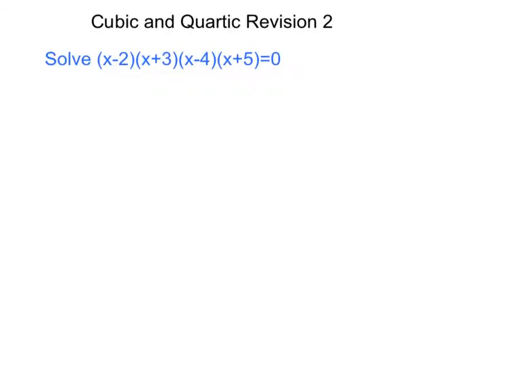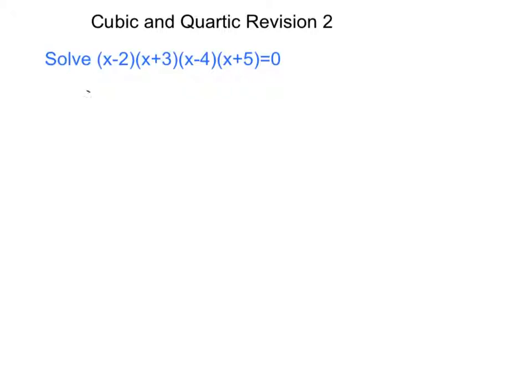Okay, here we are with the second of the cubic and quartic functions revision. The first question we have here is to solve the expression x take 2, x plus 3, x take 4, x plus 5. What we need to do with this is we can apply the null factor theorem, where if something is equal to 0, everything is multiplied together, then each of these terms could equal to 0.